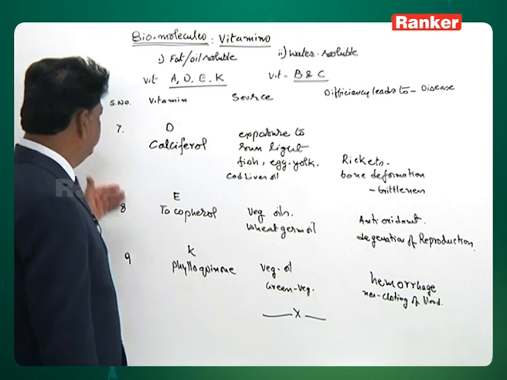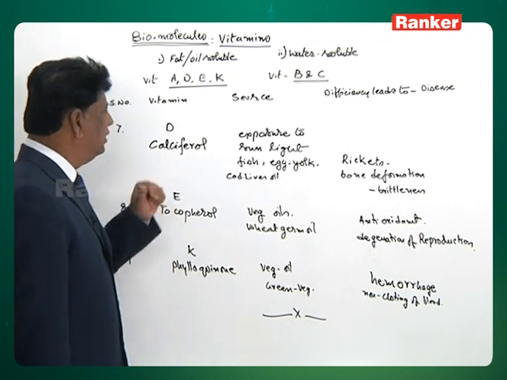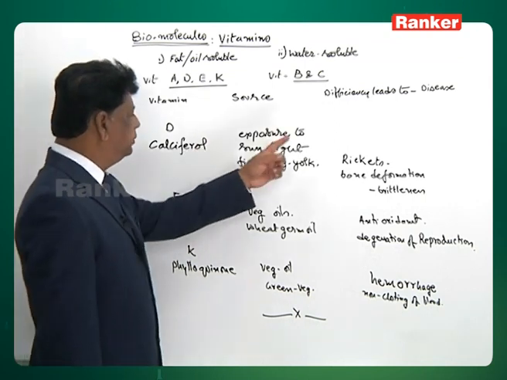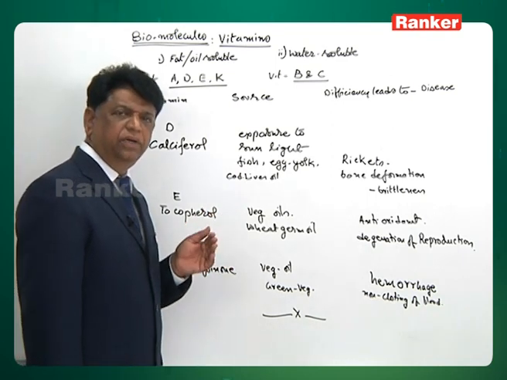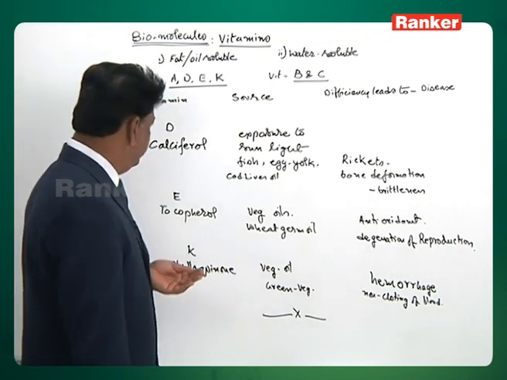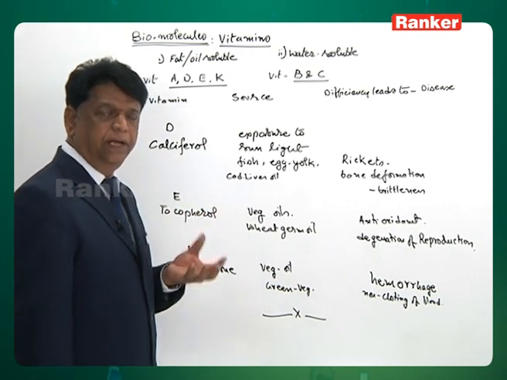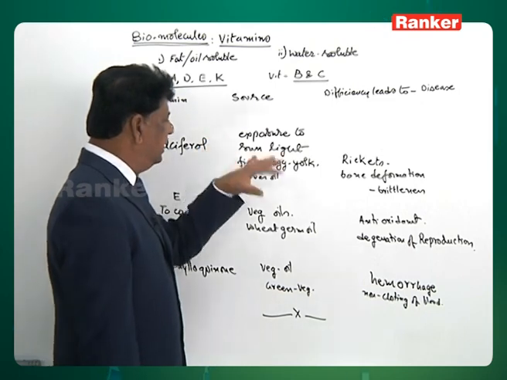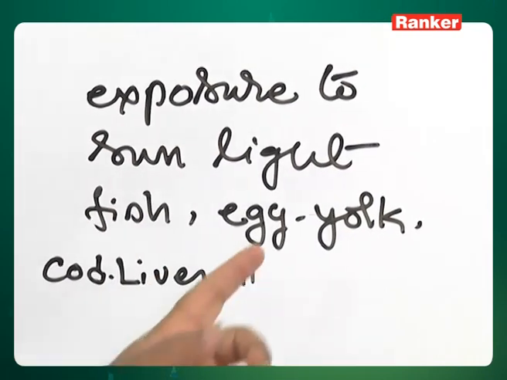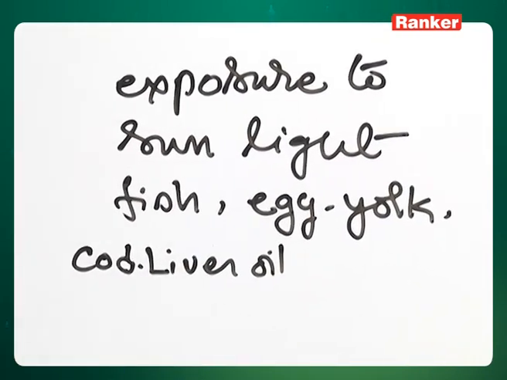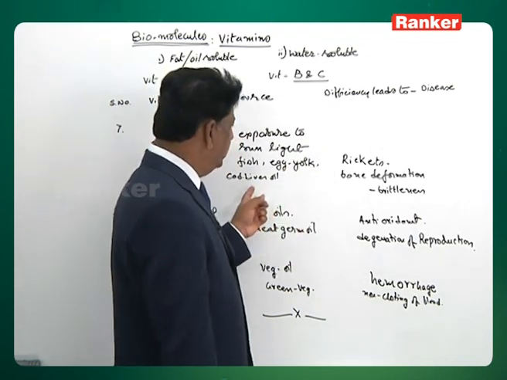So, let us take some more vitamins. The seventh one is vitamin D, which is technically called calciferol. The source for vitamin D is exposure to sunlight. When sunlight falls on the skin, pre-vitamin D converts into vitamin D. It is available in fish, egg yolk and cod liver oil and so on. It is oil soluble, so mostly it will be available in oily material.